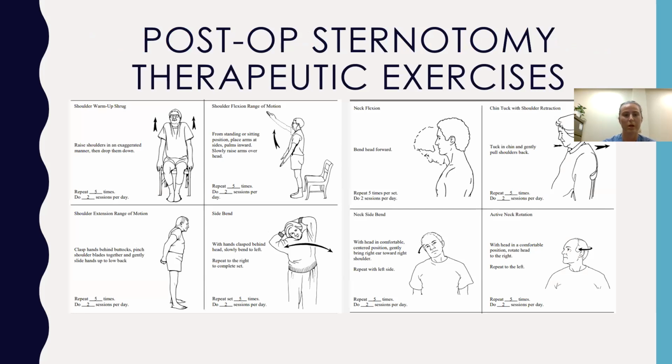And then these are the post-op sternotomy therapeutic exercises that we provide to the patients and that we go over with them just to make sure that as their sternotomy is healing, that they're not in a contracted state when they leave the hospital. So working on cervical spine range of motion and shoulder girdle range of motion as well by doing shoulder shrugs, shoulder flexion, side bending, shoulder extension, as well as neck flexion, chin tucks, neck side bends, and active neck rotation.